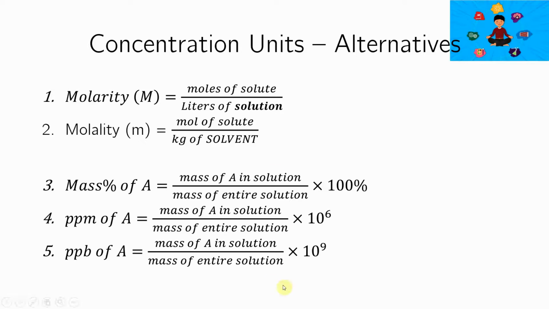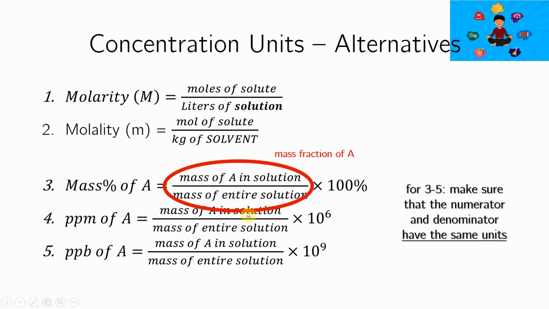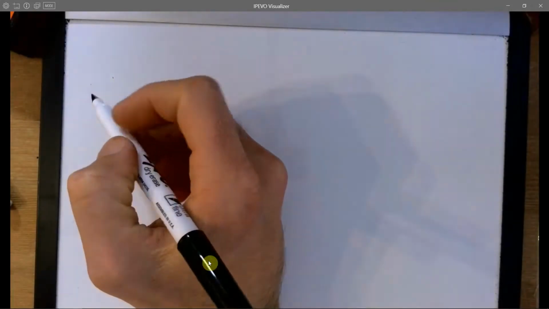They're equivalent. You can see they're identical. You just multiply them by a different number to express something. Okay? Just note the thing that I'm multiplying by is known as the mass fraction. Okay? And for 3 through 5, make sure that when you apply these equations, they all have to have the same units. Otherwise, it doesn't work. So let's do some examples. Hopefully, that will cement the ideas better.